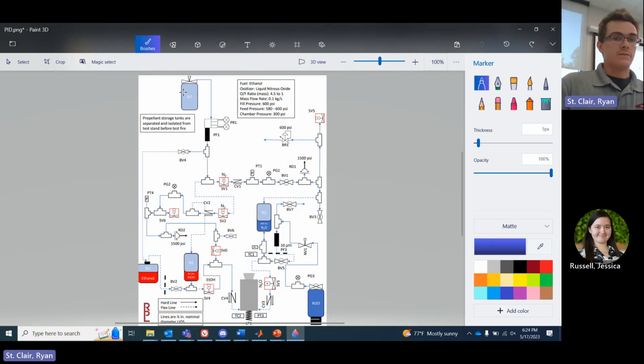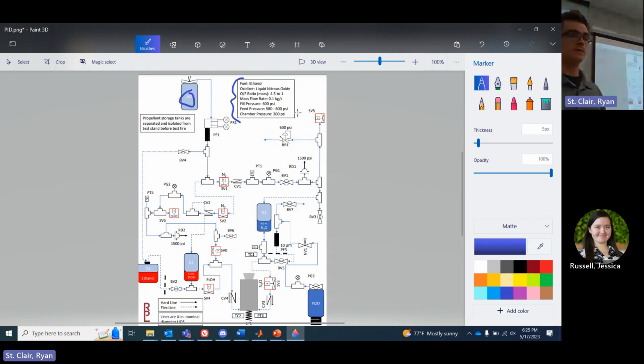Basically, to show the path of pressurant, again, we have this nitrogen tank. This is a pressurant, and it goes through this regulator because this is at 2100 psi. We don't want all that pressure. We only want to feed it at 600 psi, and we include some of this information around here, which is our targets. For fuel, we're using ethanol. Our oxidizer is liquid nitrous oxide. We're shooting for an OF ratio of 4.5 to 1.